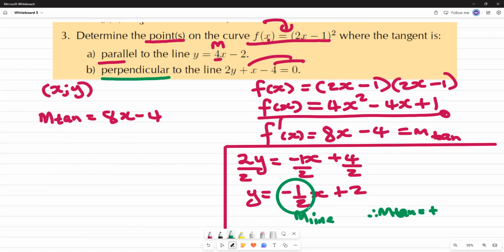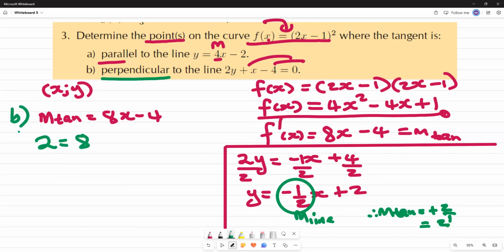Then these numbers go up and down. So it's going to be 2 over 1, which is just positive 2, basically. I flip them, you see? So which means m of the tangent is 2. So we're going to have 2 equals 2.